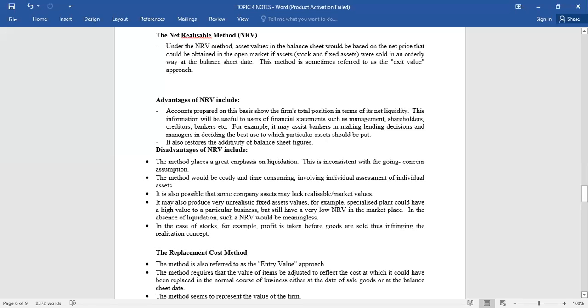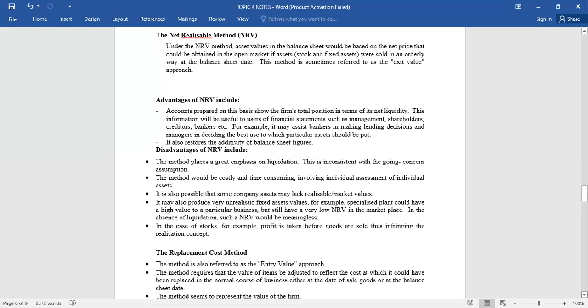Are you seeing that? And lastly, in case of stock, profit is taken before goods are sold, which is infringing on the realization concept. We normally say we are supposed to consider revenue at the point of transaction. So you cannot value your stock, and that's why we value them at the prevailing market value or the acquisition value, whichever is lower, to avoid infringing on the realization concept.